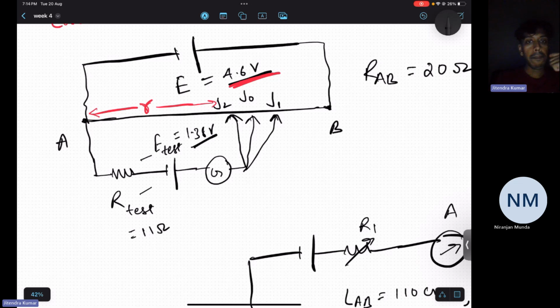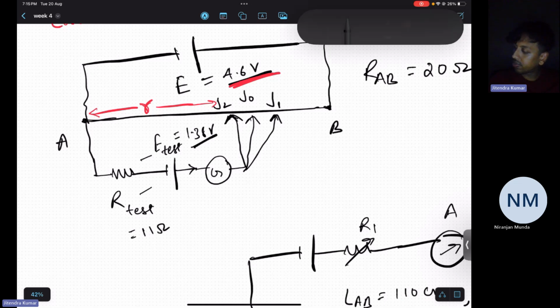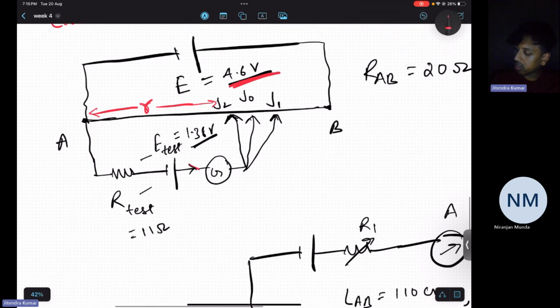Now, this was the null position, isn't it? J2 was the null position. In the second part, it is being said that if the jockey is moved rightward through a distance corresponding to 1 ohm from the null position, then we need to find the test cell current. Okay. So test cell current is what? This current, I test.